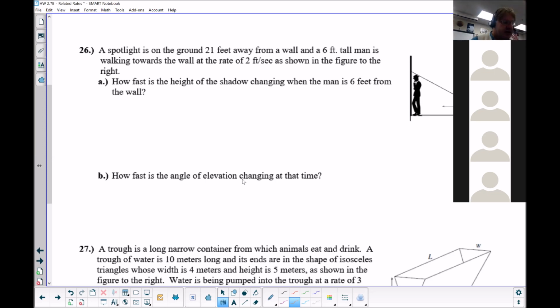Shadow problems usually go somewhat quickly. So we're good to go. It says we have a spotlight on the ground 21 feet away from a wall. A 6-foot tall man is walking towards the wall at a rate of 2 feet per second as shown in the figure. How fast is the height of the shadow changing when the man is 6 feet from the wall? One thing about this shadow problem is it is set up a little bit differently than the one that we did in class. Plus, it has much better artwork than what I was able to give you.